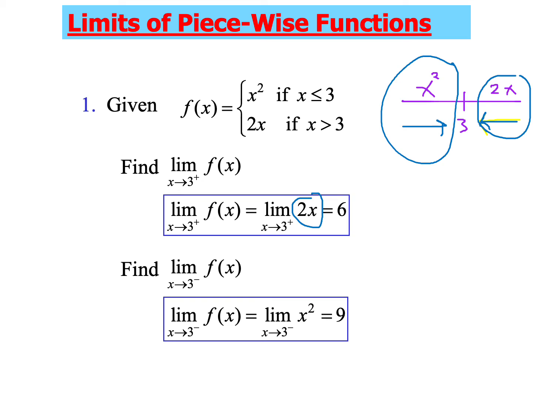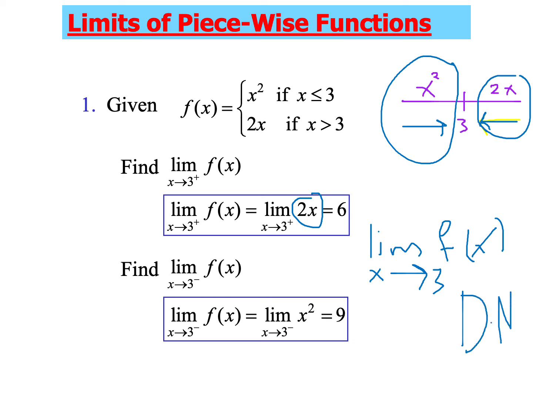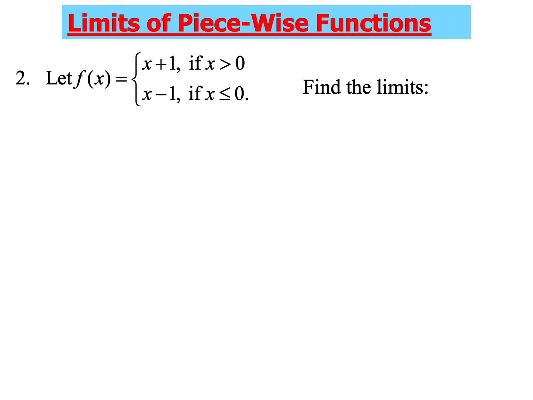That means I have two different limits from left and right. If I want to find the limit in general when x goes to 3, not left or right, since they are not equal, we say the limit does not exist, DNE. So let us take one more example.